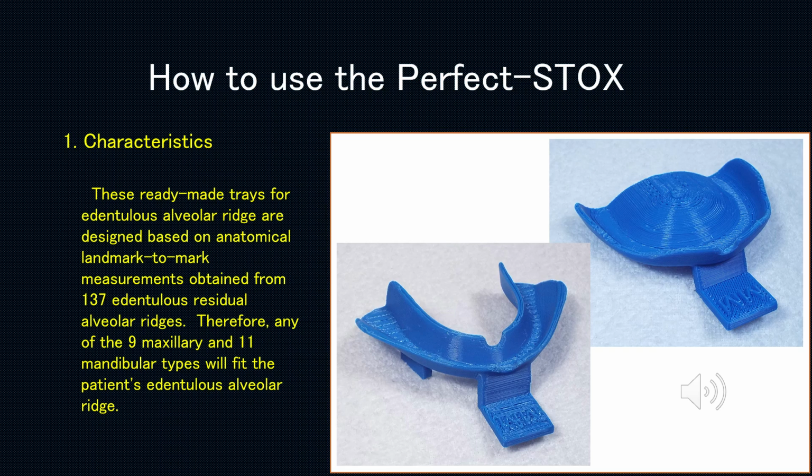1. Characteristics. These ready-made trays for edentulous alveolar ridge are designed based on anatomical landmark-to-mark measurements obtained from 137 edentulous residual alveolar ridges. Therefore, any of the 9 maxillary and 11 mandibular types will fit the patient's edentulous alveolar ridge.